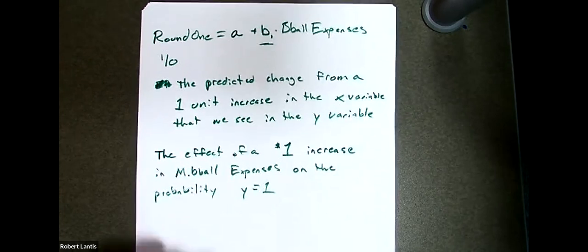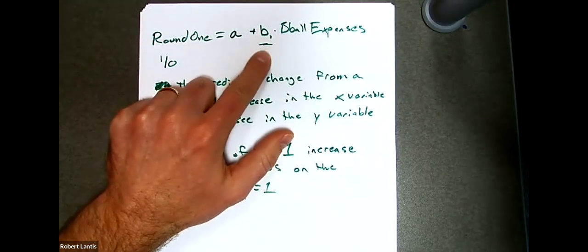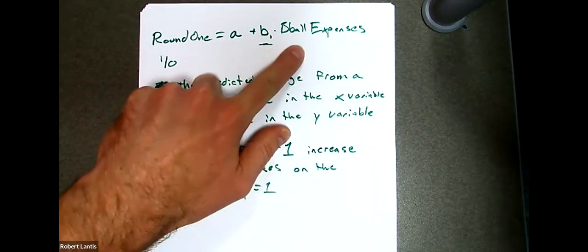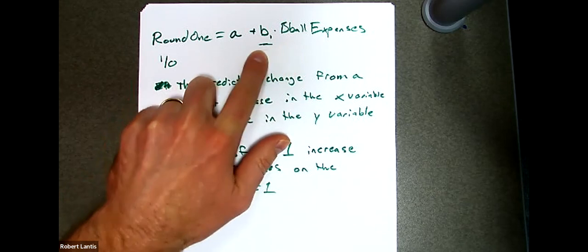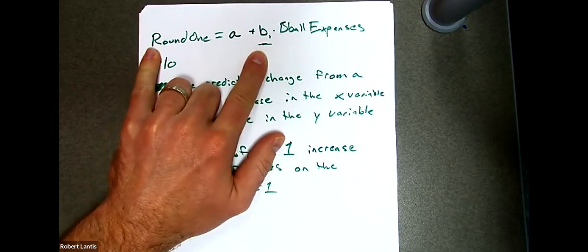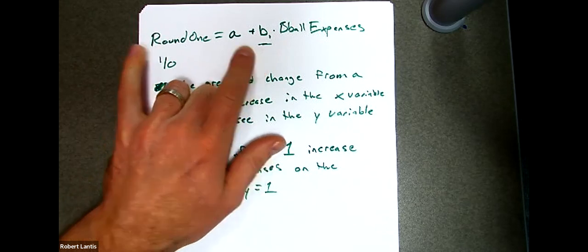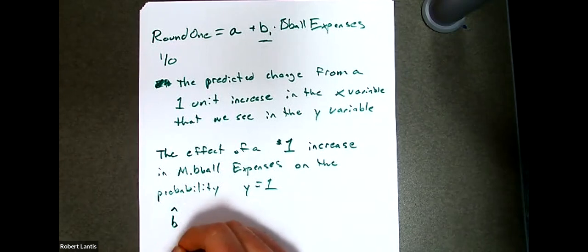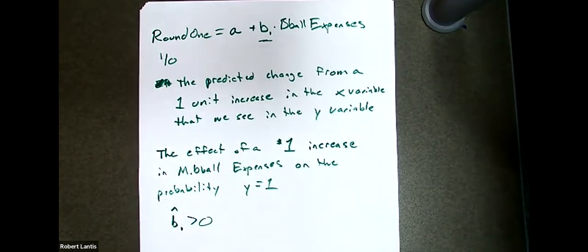So if I'm thinking about the sign of this slope coefficient, once I run this regression in Excel, what do you think the sign of this coefficient would be? If a university spends more money on their basketball program, what do you think happens to their chances they make it into this huge NCAA tournament? Probably positive, right? It probably goes up. Okay. So we think, once we see this estimate, it's probably positive.